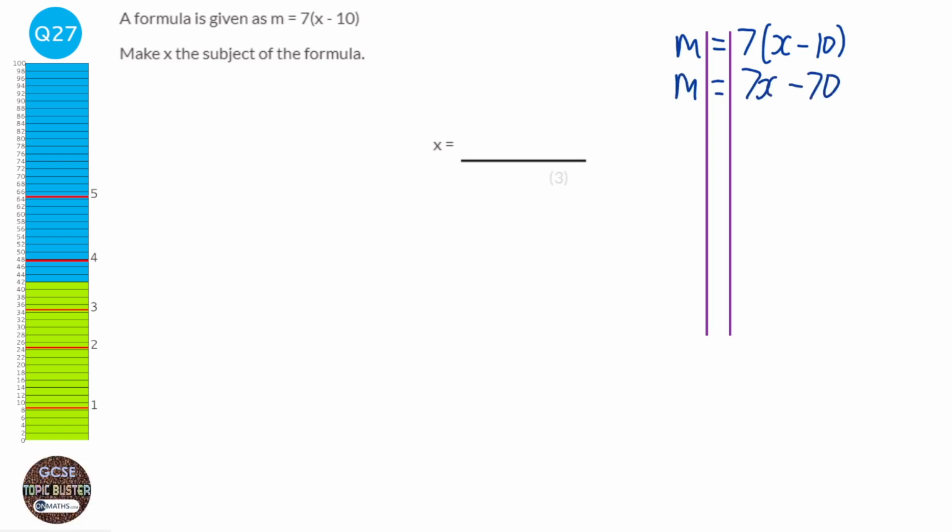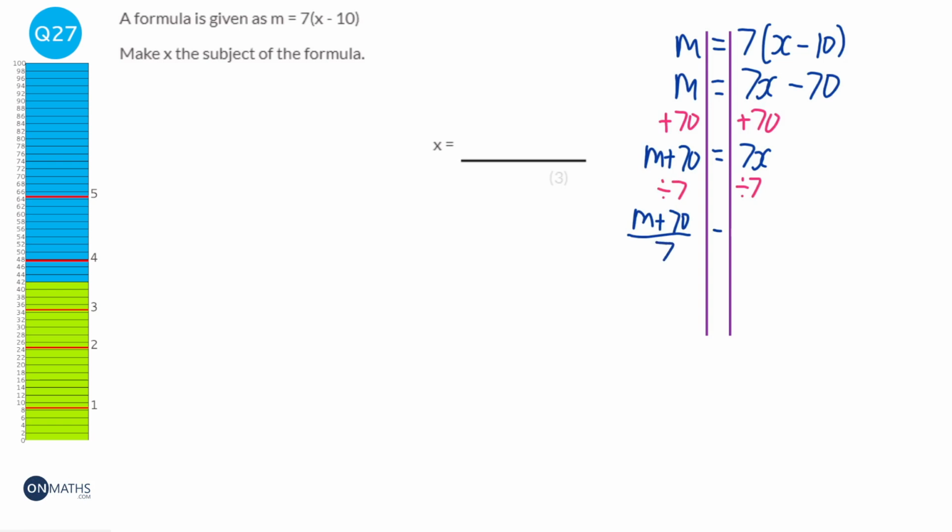And we're going to add 70 to both sides. So we're trying to get x as the subject. So we're trying to get x on its own. And we're next going to divide both sides by 7. So we have m plus 70, all of that over 7 equals x. So x equals m plus 70 over 7.